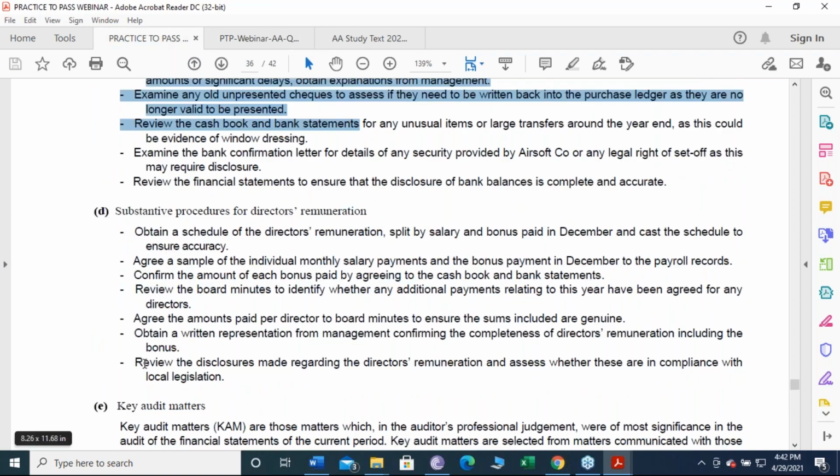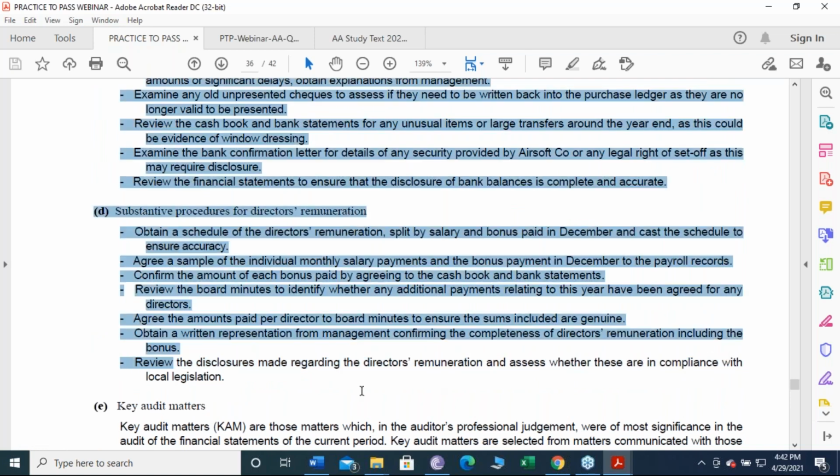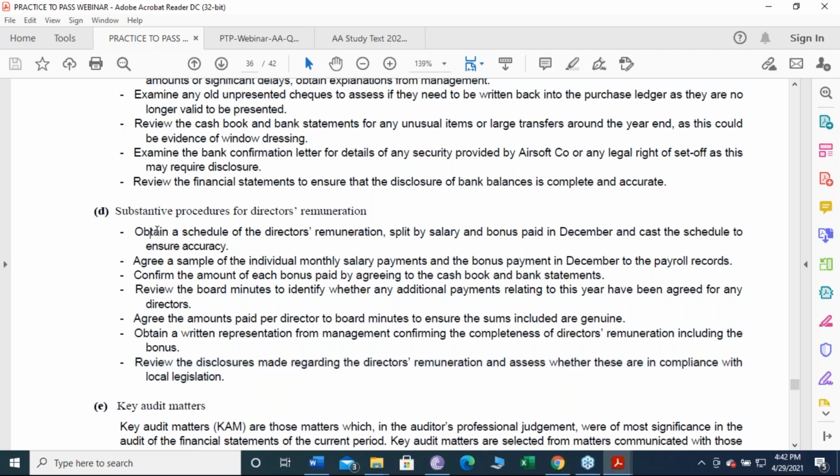So read the last procedure first. Review the disclosure made regarding the director's remuneration and make sure that they are in line with the local laws and regulations. Number second, obtain the schedule of the director's remuneration split by salary and bonus and cast it to ensure arithmetical accuracy. So I hope you are clear with the first and the last procedure.